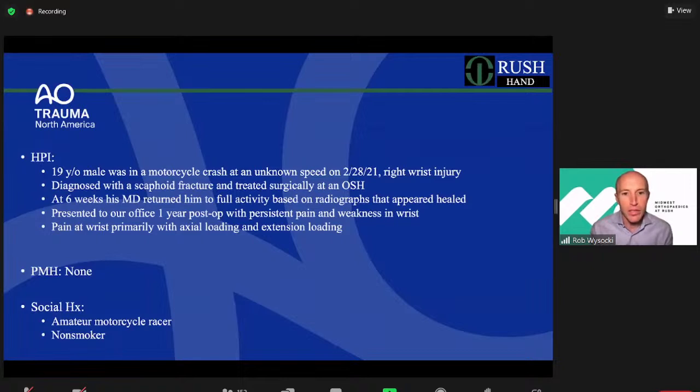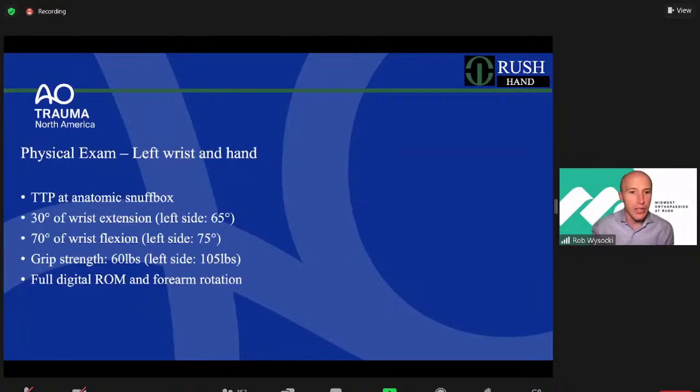At 6 weeks, his physician returned him to full activity based on promising radiographs, but he saw our office 1 year post-procedure with persistent pain and weakness in his wrist. The pain was primarily with axial loading and extension loading, no pertinent medical history. You can see he is an amateur motorcycle racer and a non-smoker. Briefly, his physical exam: tenderness at the snuff box. He was lacking 35 degrees of extension, just 5 degrees of flexion compared to the contralateral side. His grip strength was at about 60% of what would be expected. Good digital and forearm motion.